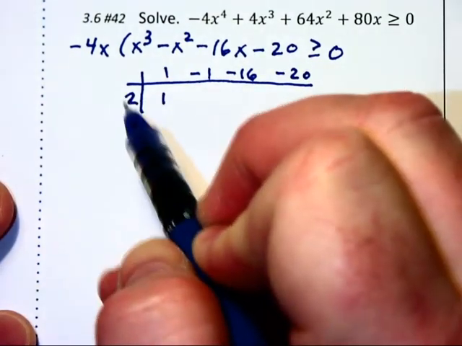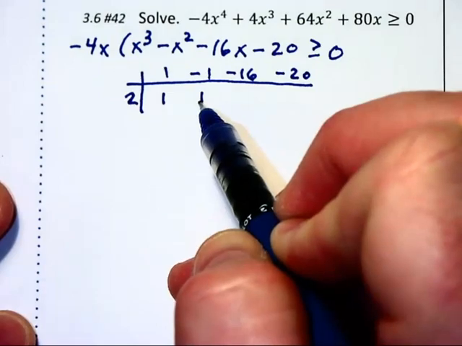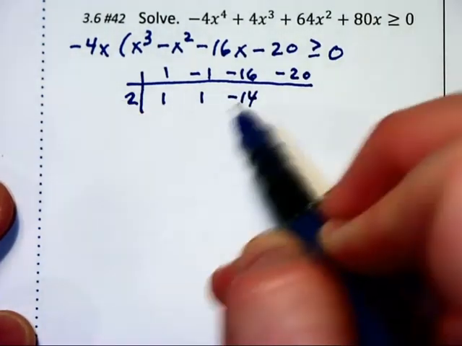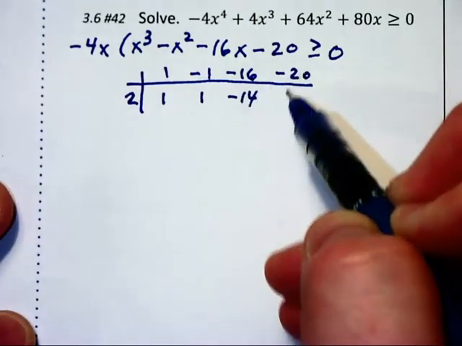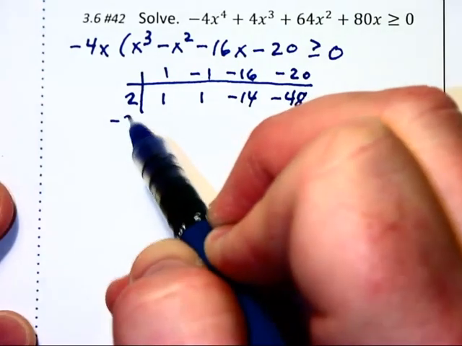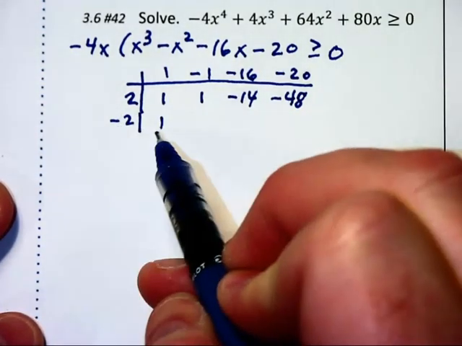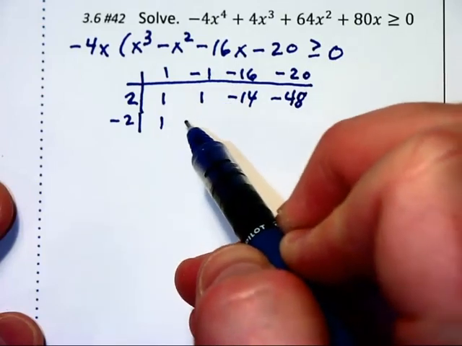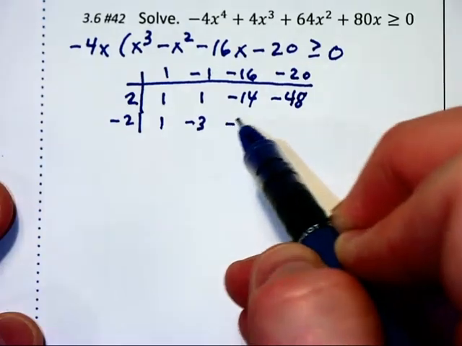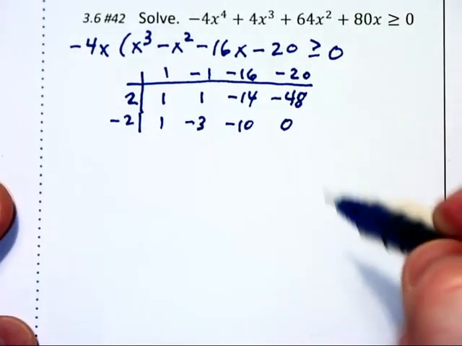Bring down the 1. 2 times 1 is 2, minus that 1 is 1. 2 times 1 is 2, minus 16 is negative 14. 2 times negative 14 is negative 28, minus another 20 is negative 48. Let's try negative 2 and see if that one works. Bring down the 1. Negative 2 times 1 is negative 2, minus that 1 up there is negative 3. Negative 2 times negative 3 is 6, minus 16 is negative 10, and I can spot a winner here because 20 minus 20 is 0.